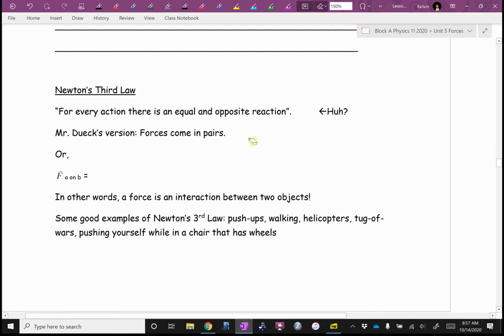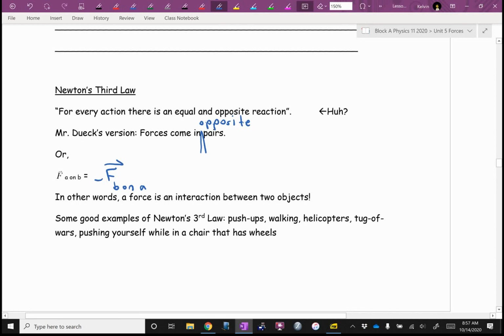Mr. Dewick says forces come in pairs. Technically, forces come in opposite pairs. If you want me to write it algebraically, F of A on B equals F of B on A, but opposite. What would be a clever way to show opposite? Sure.